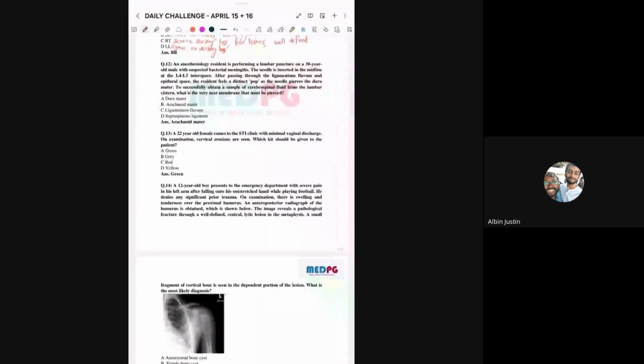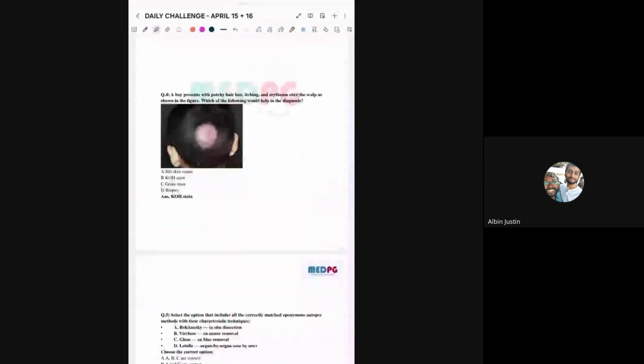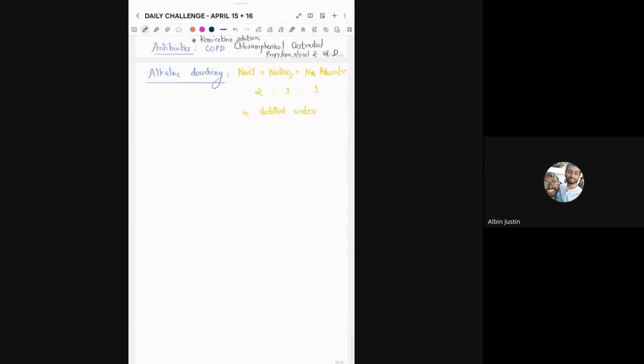Question number 12. Lumbar puncture, which is the next layer after the dura? Very easy. The next layer after dura will be arachnoid mater. So just to have a recap of the structures traversed in lumbar puncture. Very important.